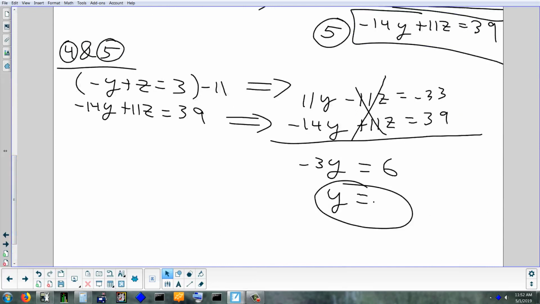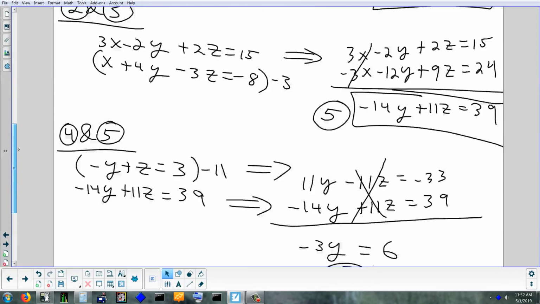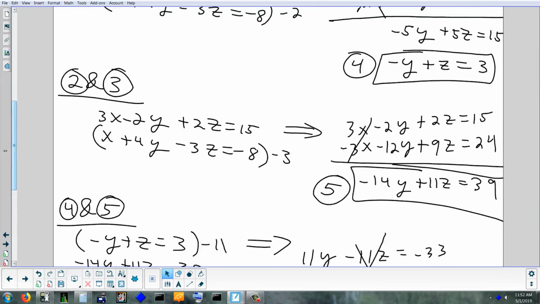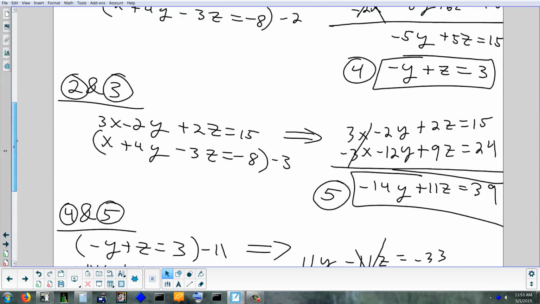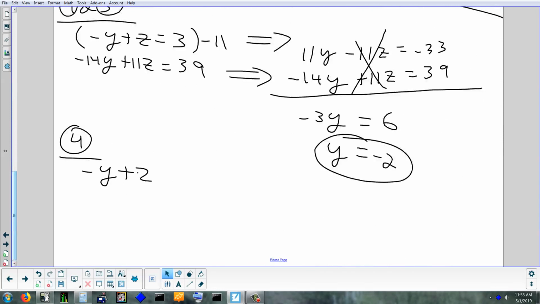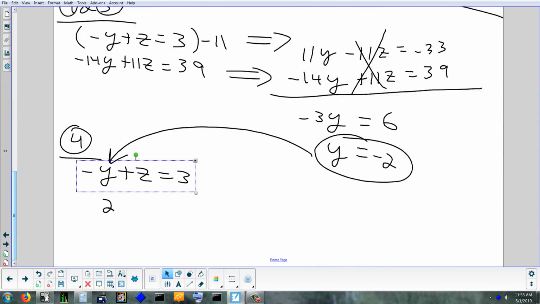Negative 2. Now, how do we get z? I would just go back to equation 4. That's probably the easiest way to get z. You could use equation 5, but I don't like equation 5 because the numbers are bigger. So let's copy down equation 4. Negative y plus z equals 3. And what are we going to fill in for y? Negative 2. So negative negative 2 plus z equals 3. So what's z? 1. There's our second answer.